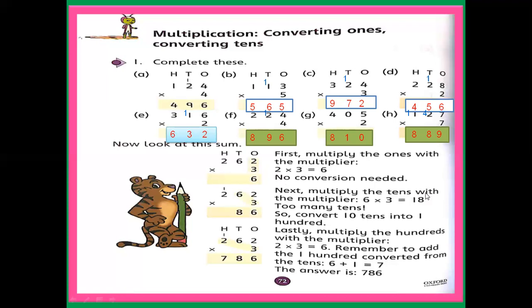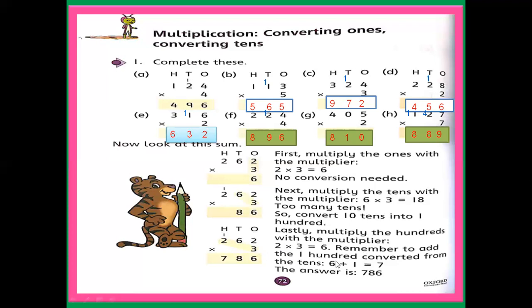Multiply the tens with the multiplier. 6 into 3, 18. Too many tens. So write 8 here and 1 will go to add into 100. So convert tens into 100. So write 1 here. And lastly, multiply the hundreds with the multiplier, 2 into 3, 6.